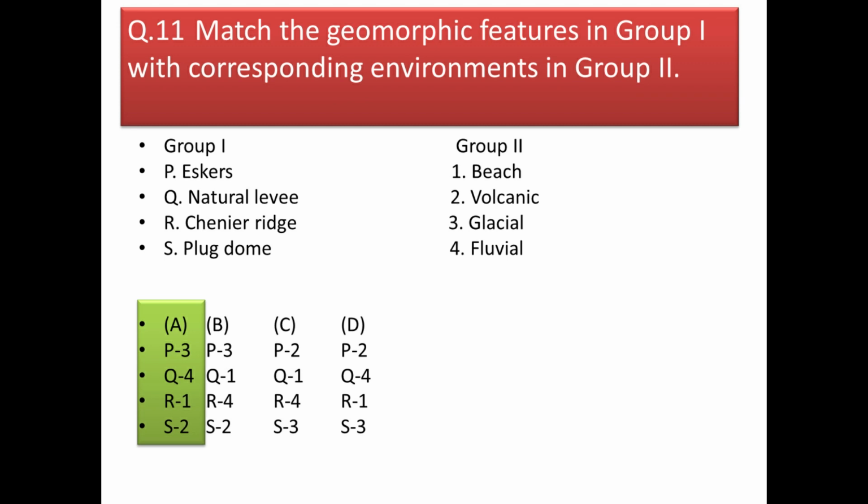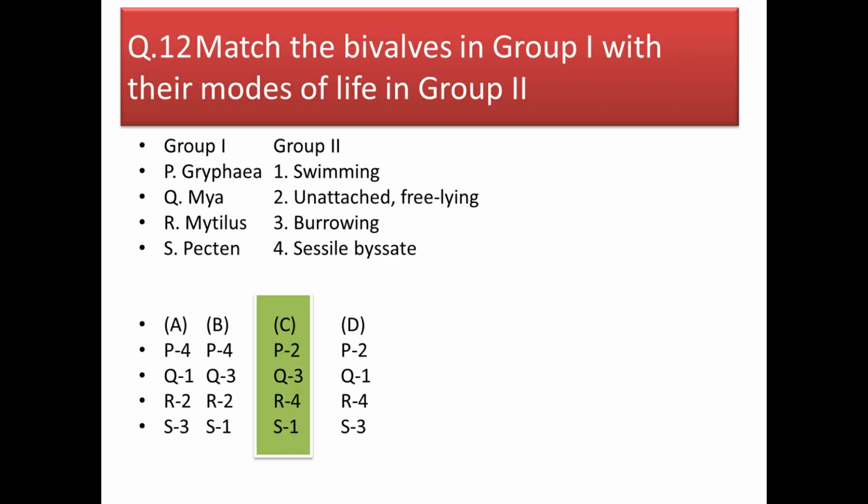Okay. Next question. Match the following geomorphic features in group 1 with their corresponding environments in group 2. So Esker is a glacial feature, Natural levee is a fluvial feature, Chenier Ridge is a beach feature, and Plug Dome is a volcanic feature. Okay. Next question. Match the bivalves in group 1 with their mode of life in group 2. And see, Gryphaea is unattached and free living, Mya is burrowing, Mytilus is sessile, and Pecten is swimming.